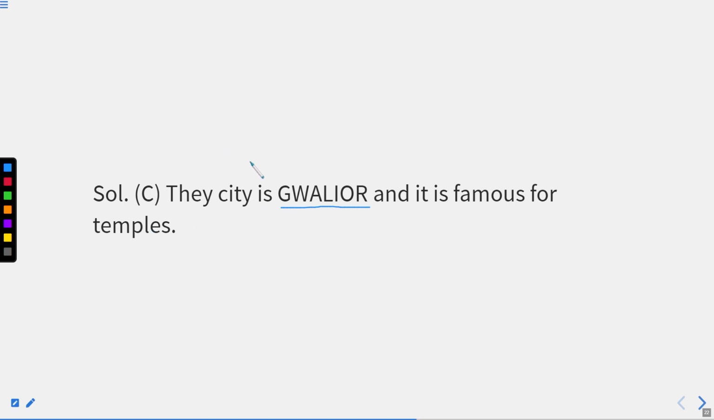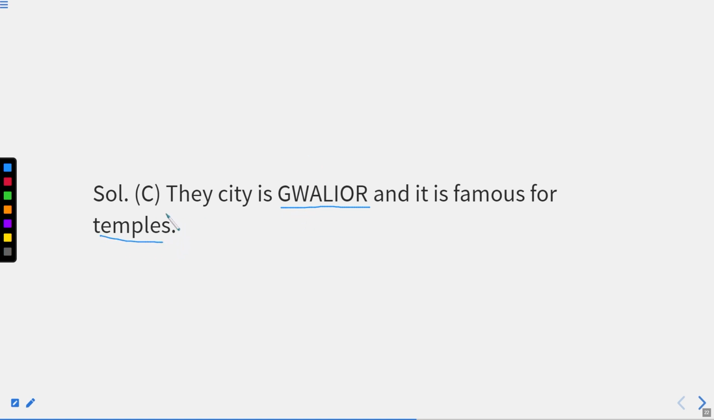So this is how this question is. First, we need to rearrange the jumbled letters to form the name of a city. As soon as you are able to find the name of the city, you are supposed to tell that particular city is famous for which of the following things, right? So we know that Gwalior is famous for the temples.